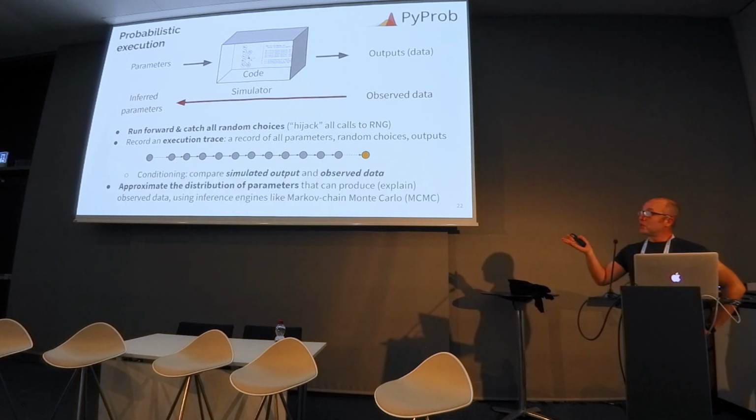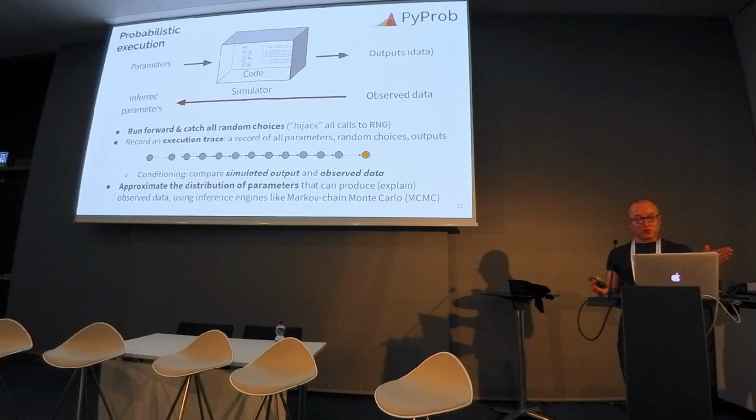So you have this capability of recording execution traces, running things forward. And the second thing is to do conditioning. Conditioning just means a comparison between observed data and simulated output in each execution trace. Somebody gives you observed data, and you run your simulator many times forward. Each time you make a comparison between the simulated output and the observed data, and you make a judgment of how close these things are.